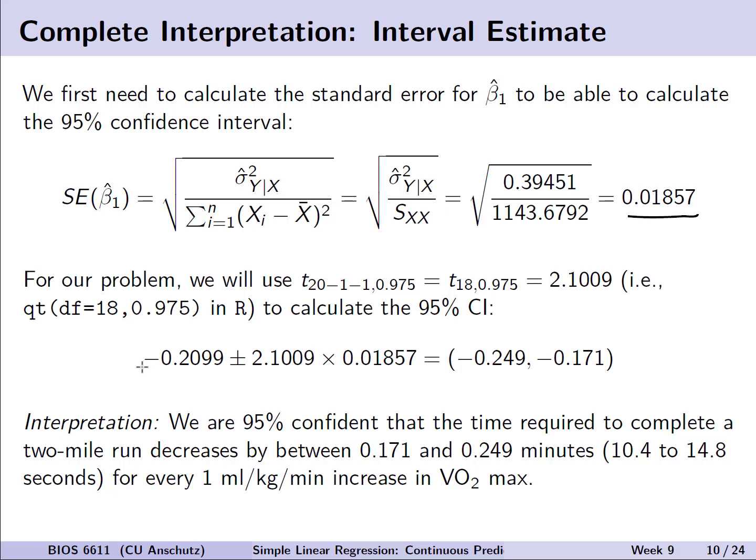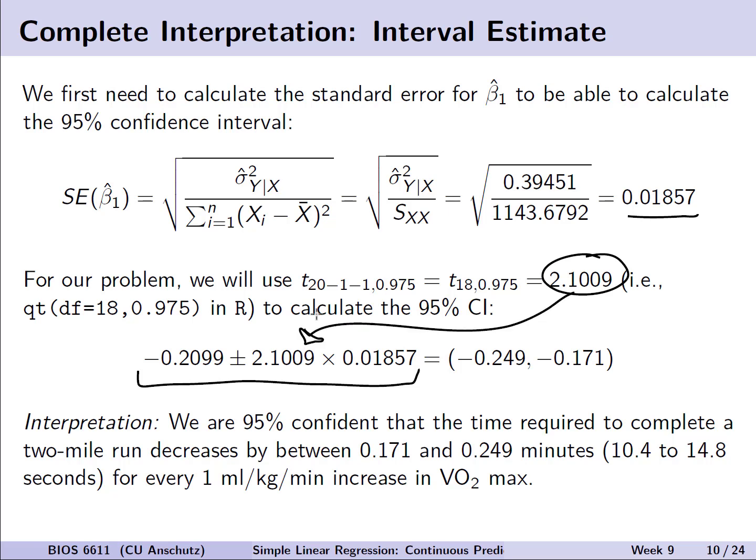Then we can take that and apply it into our framework for calculating a confidence interval, where we take the point estimate plus or minus a critical value times the standard error of the point estimate. Specifically here, because we are in our linear regression framework, we know we're really referencing a t-distribution with n minus p minus 1 degrees of freedom. And that's how we get our 2.1009 critical value, which we plug in to calculate our confidence interval.